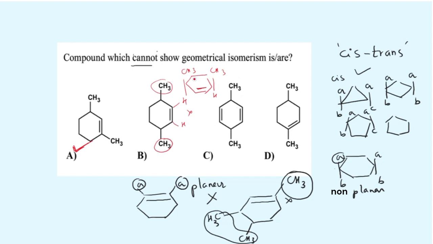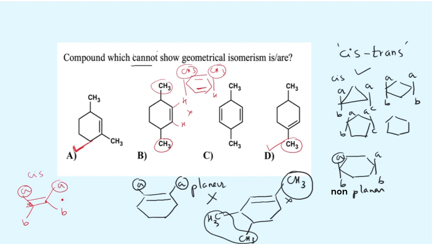Similarly here also, you just have to write a double bond here. But with respect to these two methyl groups, you can do it. So this does exhibit. So this cannot be our answer. What about here? The methyl is on the double bond. So this cannot exhibit. So what is the criteria? If it is an open chain, there has to be a double bond and this carbon must be attached to two different groups and this also must be attached to two different groups. If the identical groups are on the same side, cis and trans.